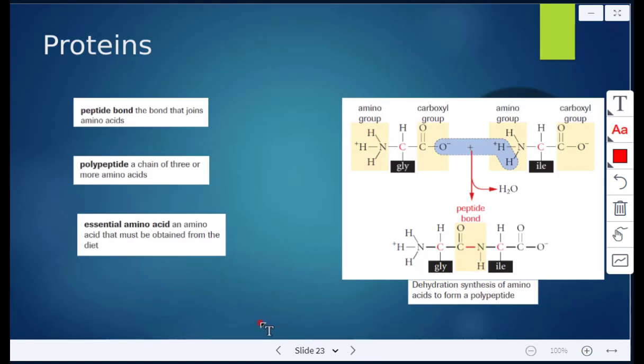Okay, so proteins have peptide bonds, and this is the bond shown here that will bond and join the amino acids together. So once you have a chain of 3 or more amino acids, it's called a polypeptide. So again, it is happening during this dehydration synthesis where there is a removal of water. All right, and an essential amino acid is an amino acid that must be obtained from the diet. So we get this from the foods we eat.